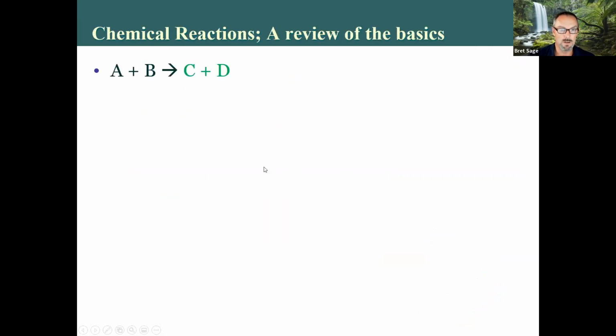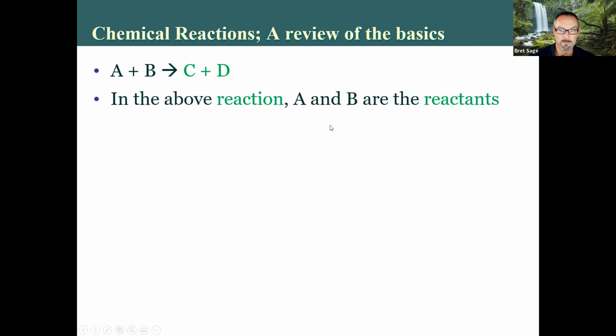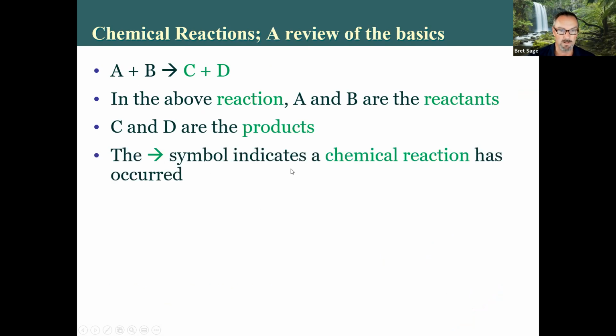Okay, some review of chemical reactions. In a chemical reaction, if there's A plus B, these are the reactants, and C plus D are the products. So A plus B is the reactants, and C plus D are the products. The arrow symbol indicates a chemical reaction has occurred. So if I ask the question, what symbols do you usually find in a chemical reaction? These A, B, C, and D are variable, but you usually find plus symbols and arrows. So that's the kind of symbols that you find in most chemical reactions.